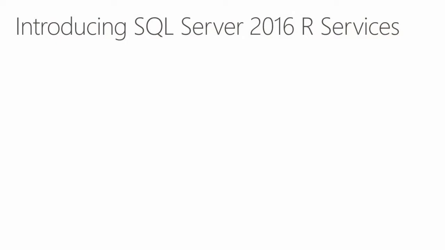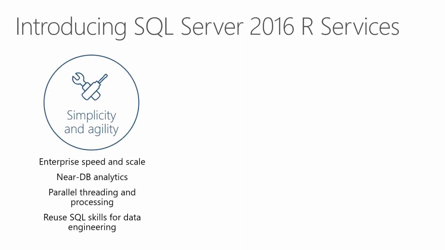SQL Server 2016 R Services brings the perfect mix of fast querying and in-memory OLTP optimization from SQL Server 2016, as well as data exploration, predictive modeling, scoring, and visualization from the R Services family of products. It delivers unprecedented enterprise speed and performance for advanced analytics, thanks to near database analytics and parallel threading and processing.